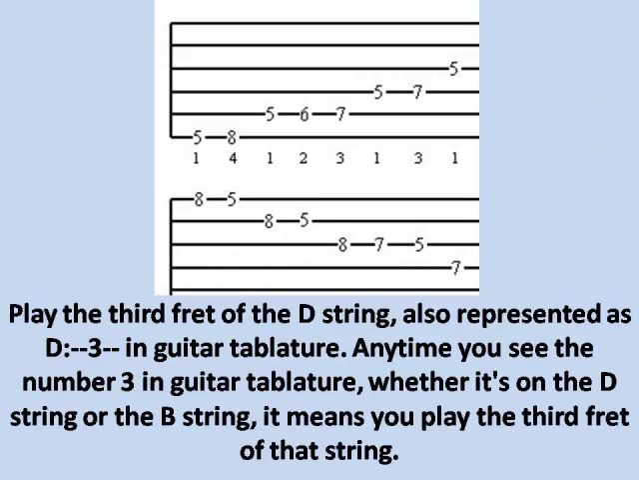Step 4. Play the third fret of the D string, also represented as D3 in guitar tablature. Anytime you see the number 3 in guitar tablature, whether it's on the D string or the B string, it means you play the third fret of that string.